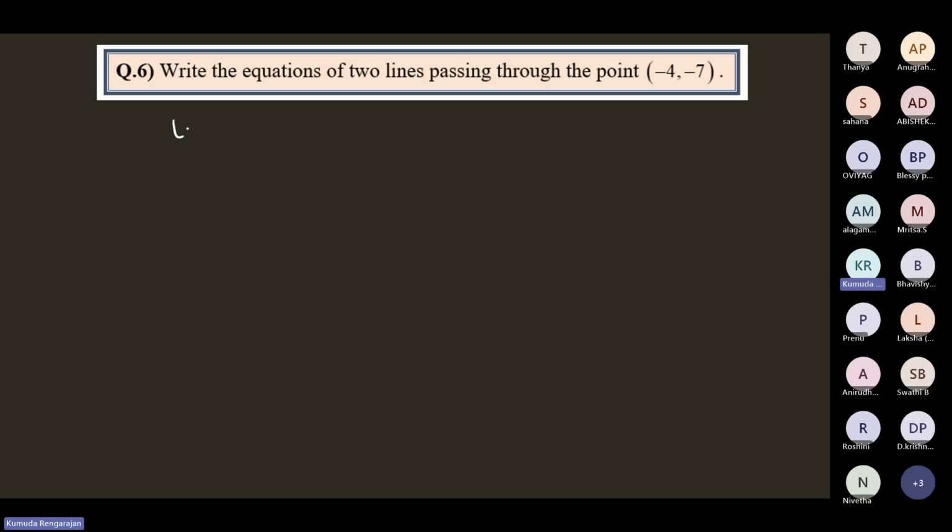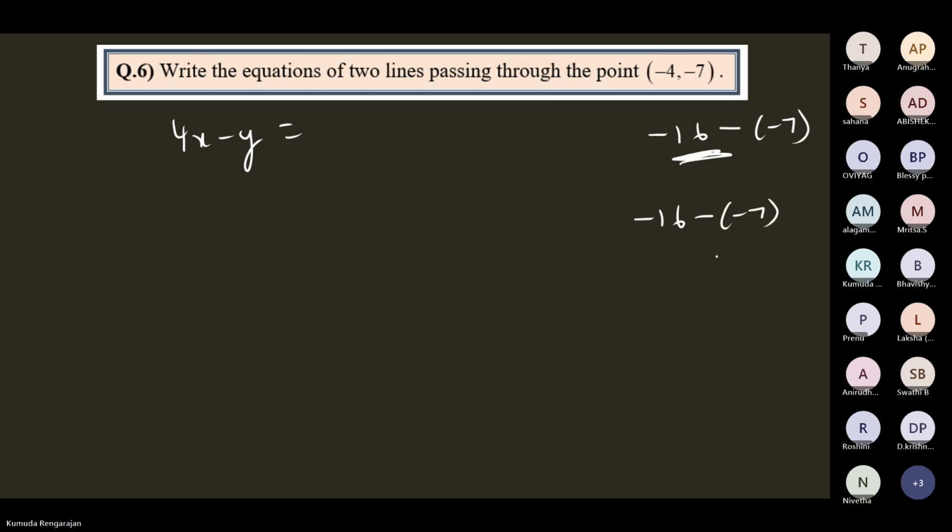Now supposing you want to write 4x minus y is equal to what? You don't know; that you have to calculate. What is 4x? 4x means 4 into -4, -16. Minus y, which is -7. So what is -16 plus 7? It's -9. So the answer is -9. Or you can write 4x minus y plus 9 is equal to 0.